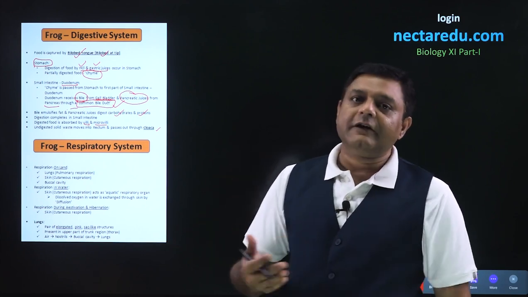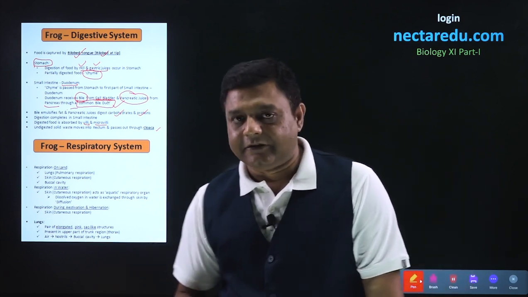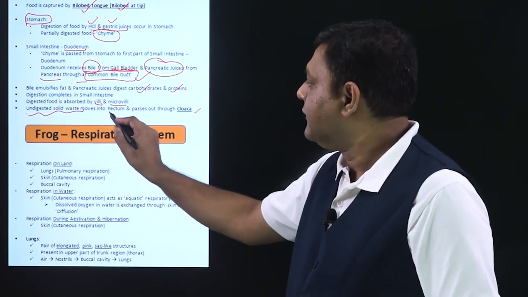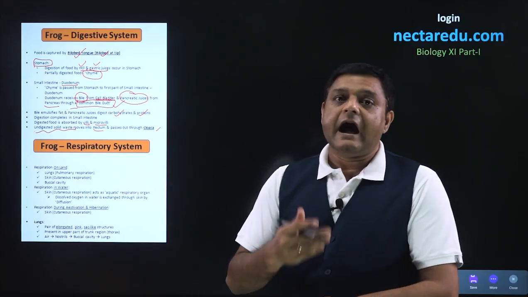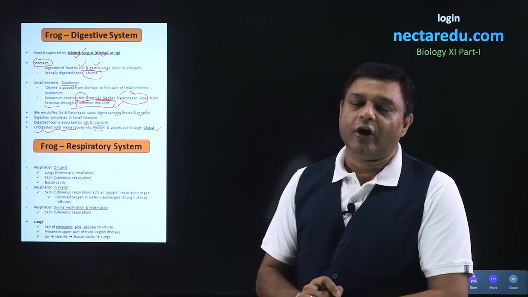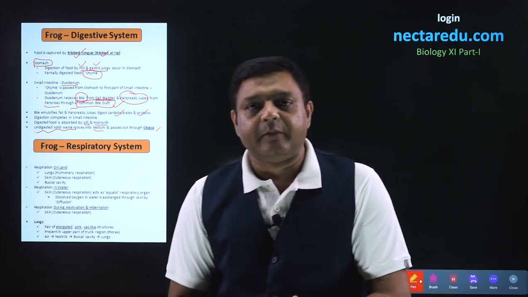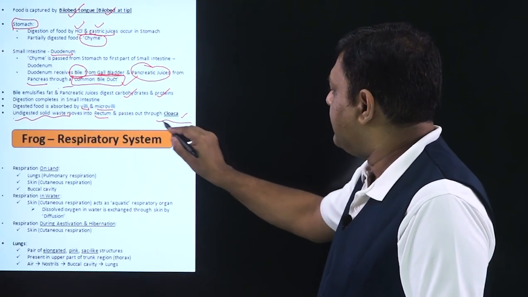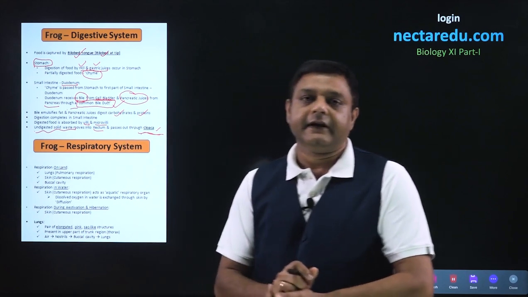After this, all the food that has not been digested, the undigested solid waste, will move further into the rectum. After the rectum, it will come into the cloaca and will go outside the body by the cloacal aperture. So, this is the process by which frog will be digesting its food.